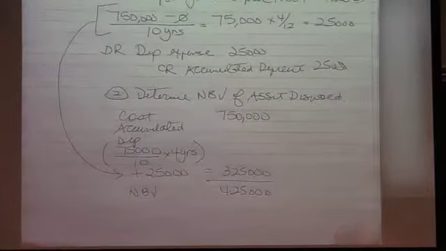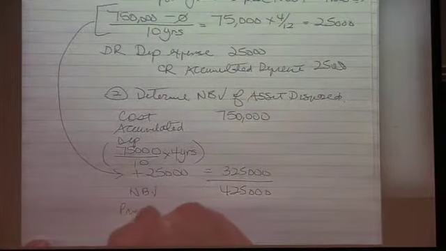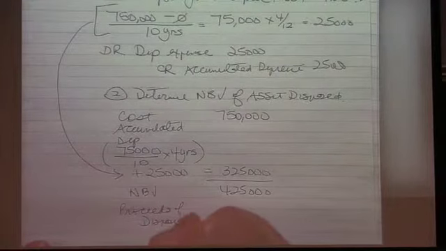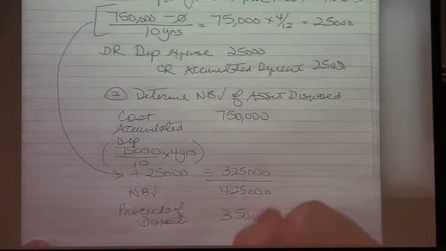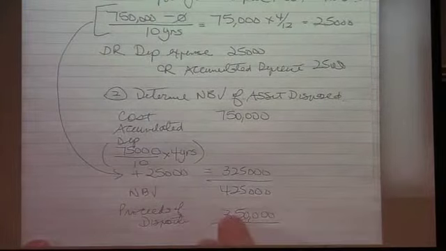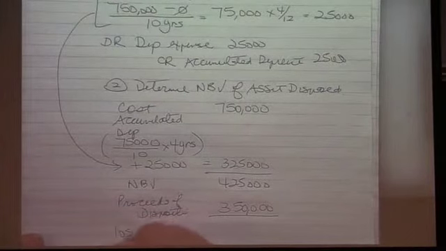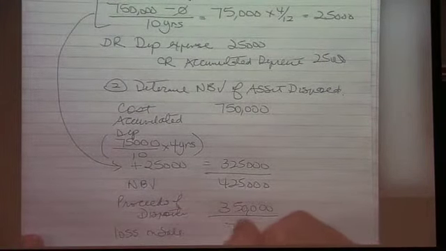Now we're going to subtract from that the proceeds of disposition. What did we get for it? We got $350,000. So because we got less than the net book value, we have a loss on sale. And that's $75,000.